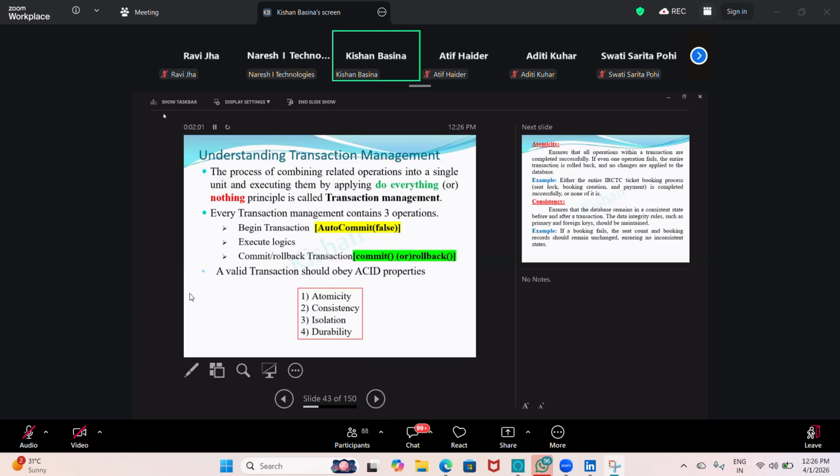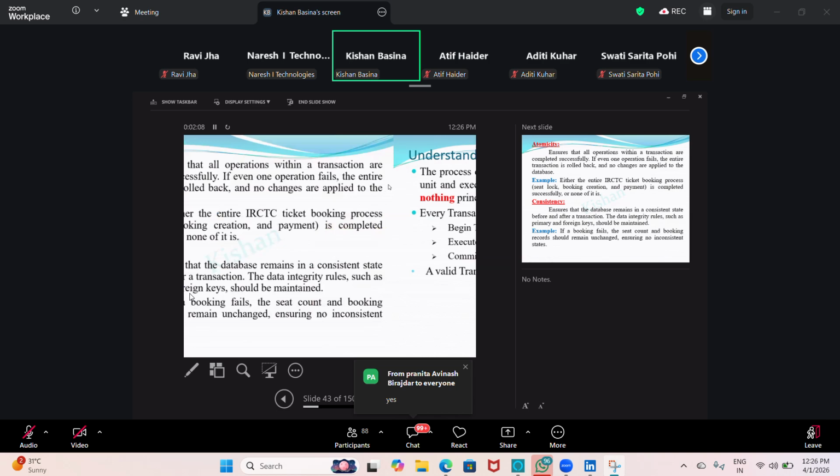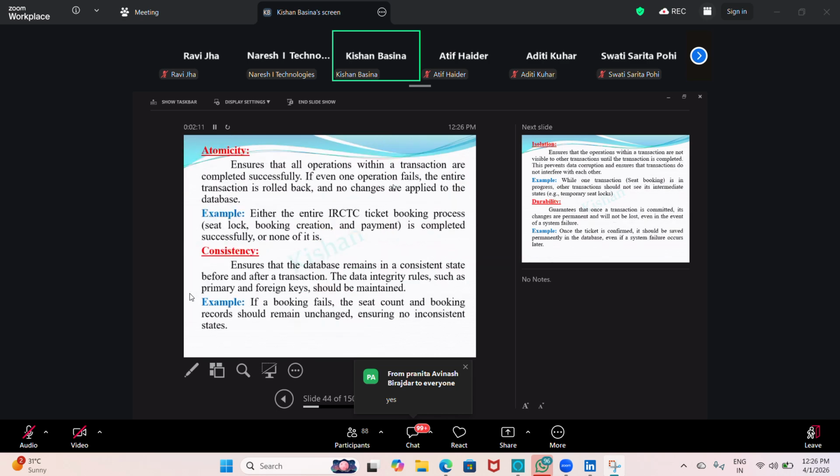Atomicity. It means if you are having any problem in one transaction, it will be rolled back. I'm 100% sure. Are you understanding the point? That is ACID properties. After that, consistency.